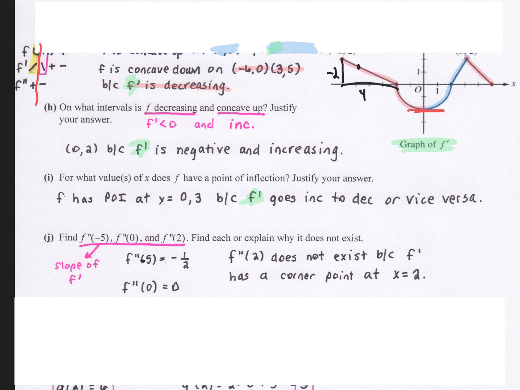And for f double prime of 2, here at 2, I have a corner point because there's an abrupt change in that slope. So therefore, f double prime does not exist, because f prime has a corner point, and you can't differentiate at a corner point.